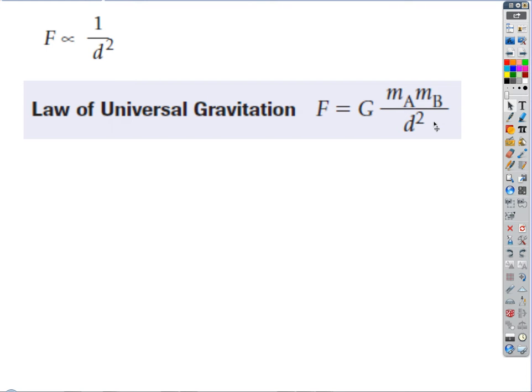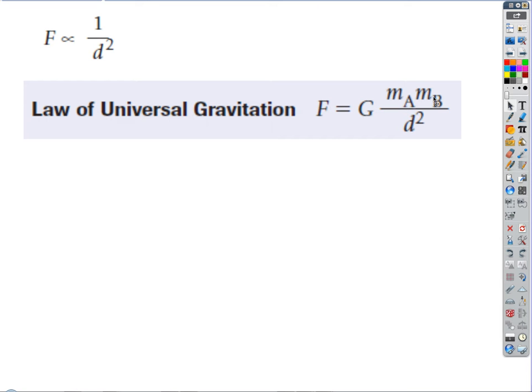Because G is the constant, right? Really, all this is just G times M sub A times M sub B, all divided by D squared. But we put the G outside of that because the G is the number that never changes. It's got a value that's in a book somewhere; you'll see it in your textbook. All these other things can change, right? We can change the masses of things. We have different objects with different masses. The distances can be different also.